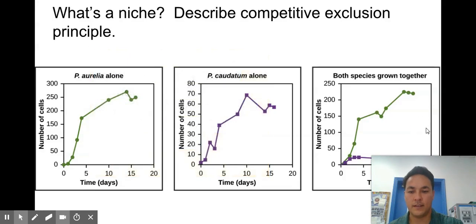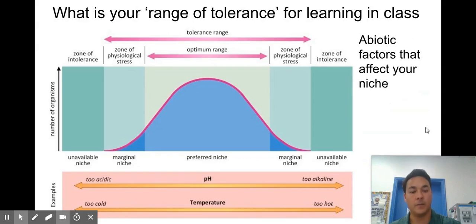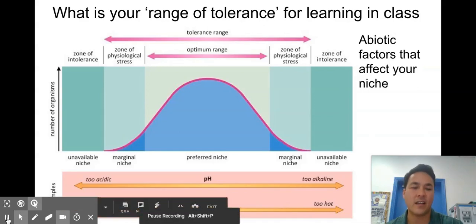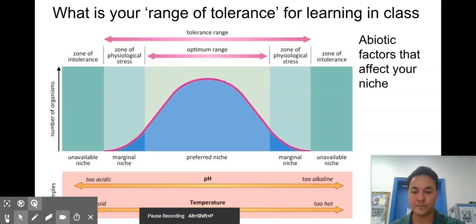So that begs the question of, I forgot one thing. So along with the niche, right, what's your range of tolerance for learning in class? Like what temperature do you like it? And what about the lighting? Take a second to answer that.